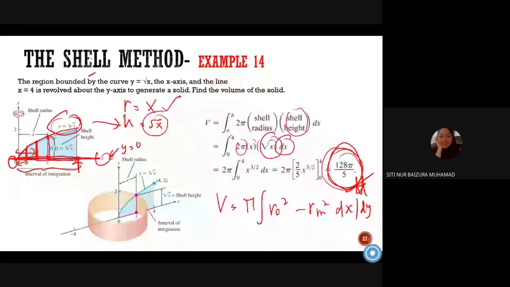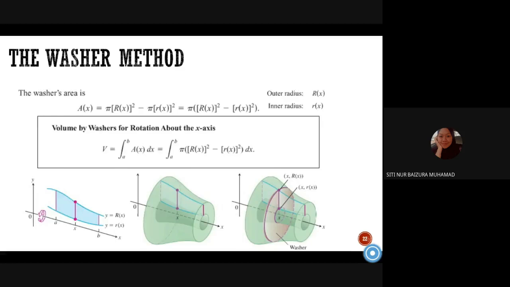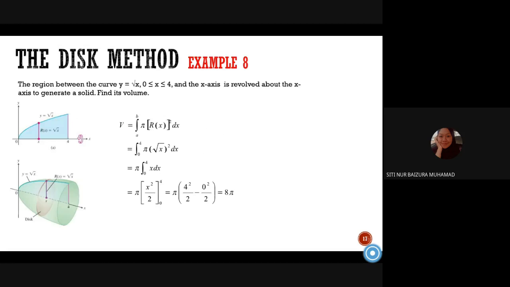Okay. Yang ni tadi kita tunjuk. Kita discuss when it is rotate about the y axis. Rotate about y axis. Example 14. And I have provided you with the solution. Now I'm going to repeat example 8.